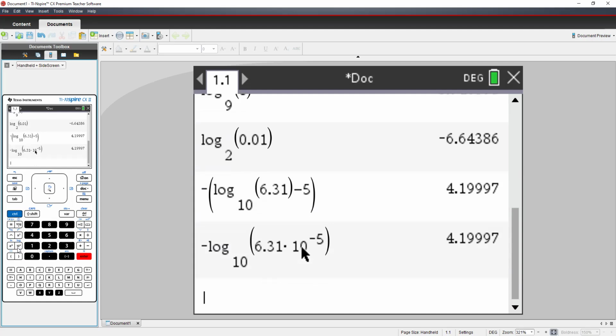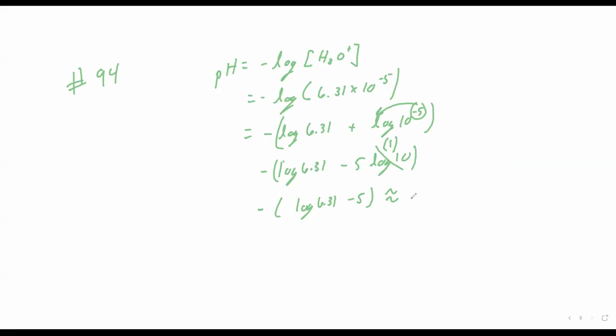So if it's asking you to rewrite it, then that's the approach you need to go. But if it's just asking you to evaluate it, you still have to use the calculator. So might as well just start from the beginning. So again, we're rounding to the tenths place. So 4.2 would be the pH of this tomato juice.